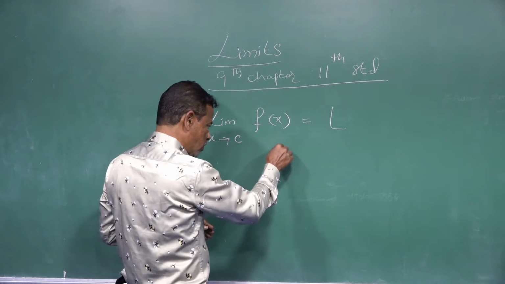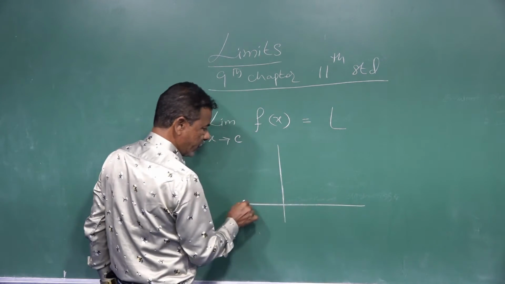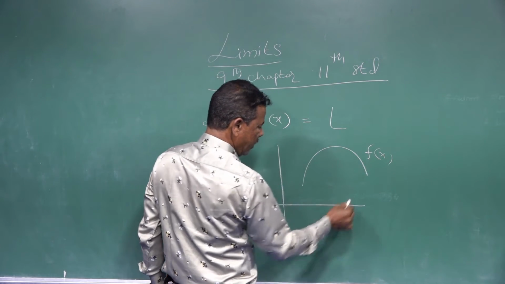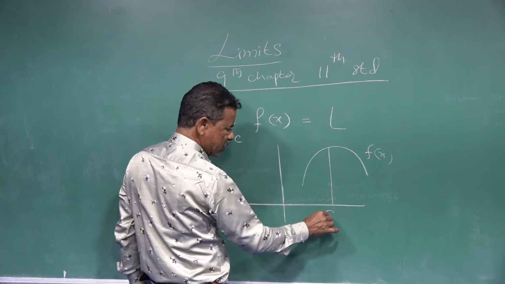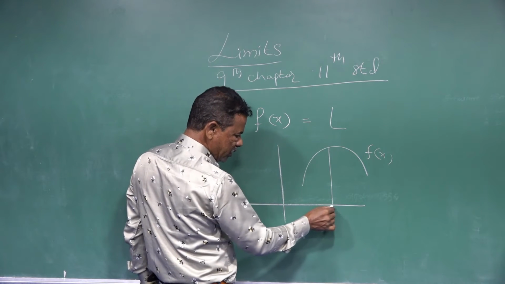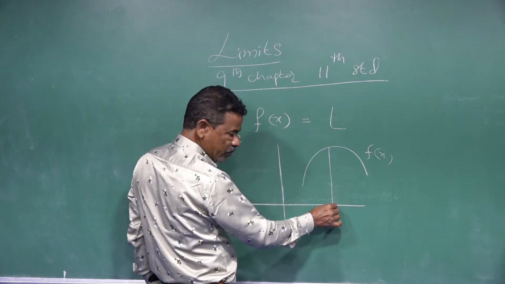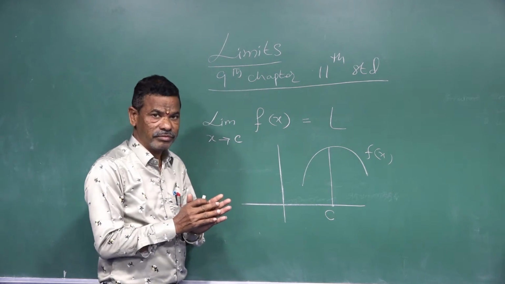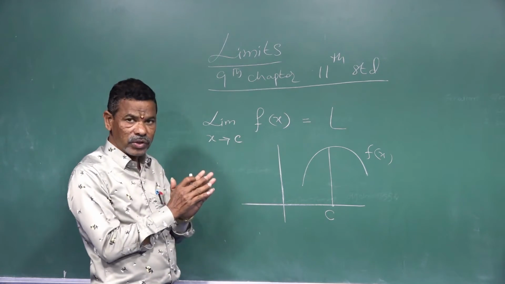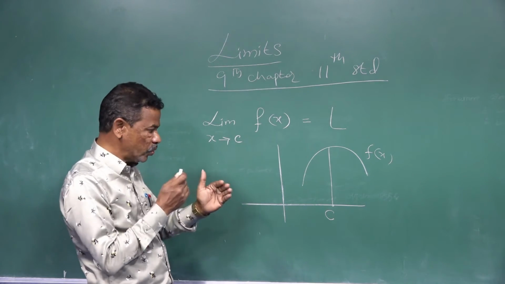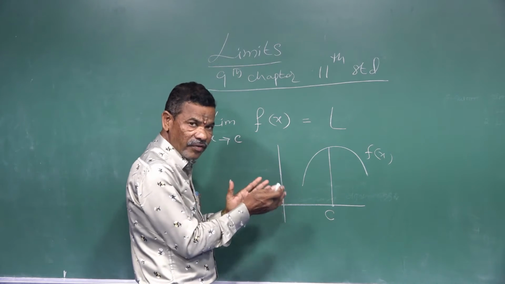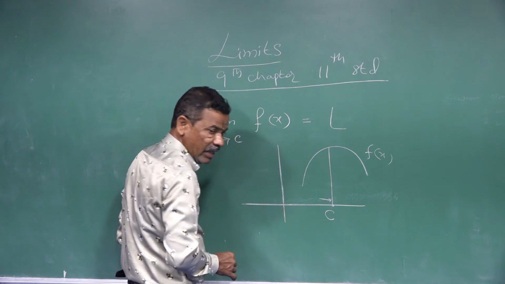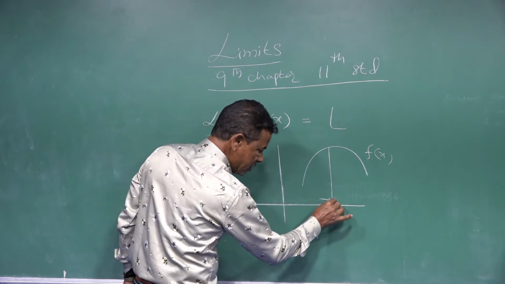Suppose the function is like this. This is the f of x function. Take any value c, suppose here is the c value. So x tends to c means x is not equal to c, but reaches c, either from the right hand side or from the left hand side. This side is the right side limit, and this is the left side limit.